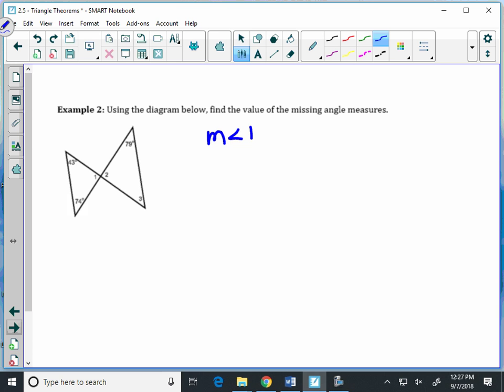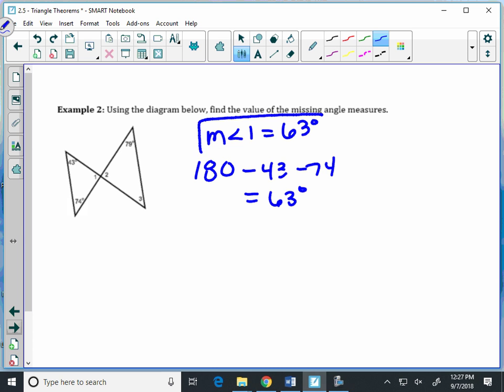How can we find the measure of angle 1? It's inside of a triangle. Okay? Good. Yeah, we have a triangle here. Here's our triangle. We're missing one of the angles, so subtract the other 2 angles from 180. So what do we get when we do 180 minus 43 minus 74? 63. So the measure of angle 1 is 63 degrees.